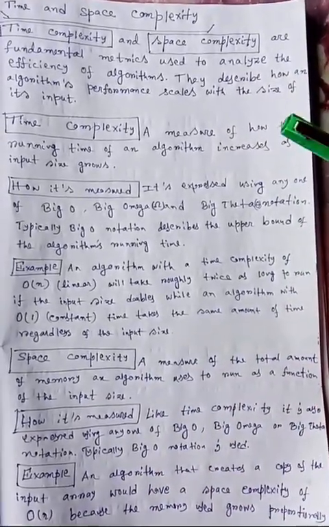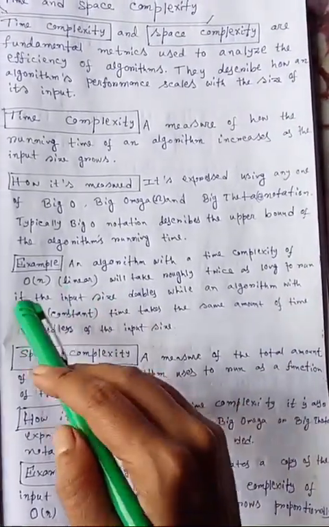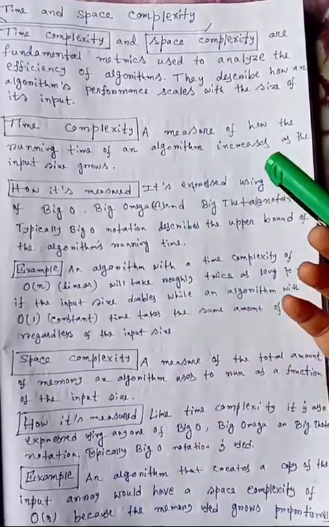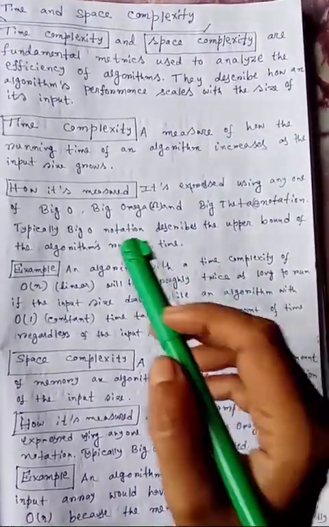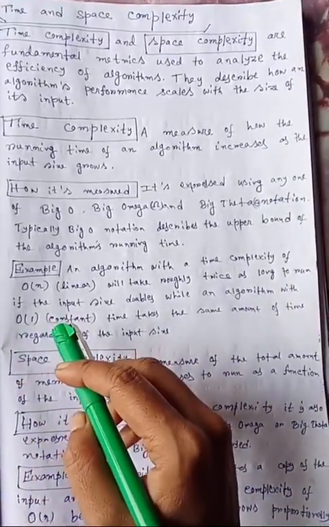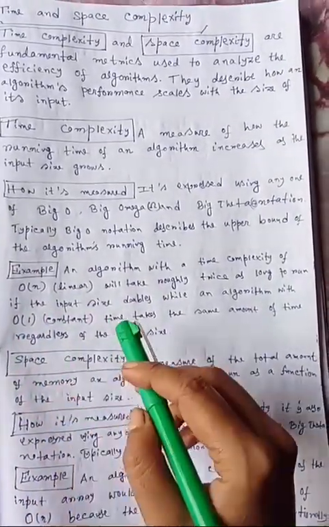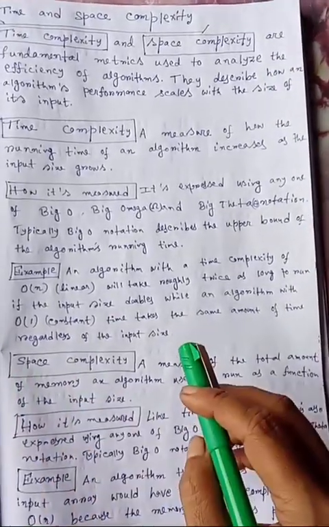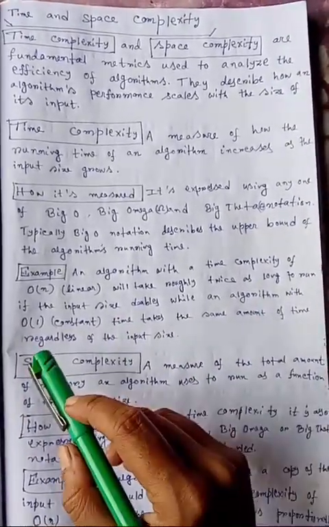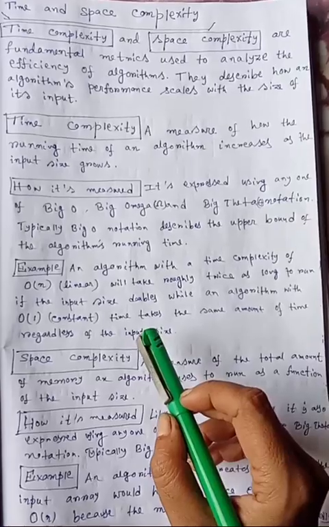So if the time complexity is linear, which is big O of n, it will take twice as long to run if the input size is doubled. But if the time complexity is order of 1, or big O of 1, which is constant, it will be the same regardless of the size of the input. It will always take constant time for this algorithm.